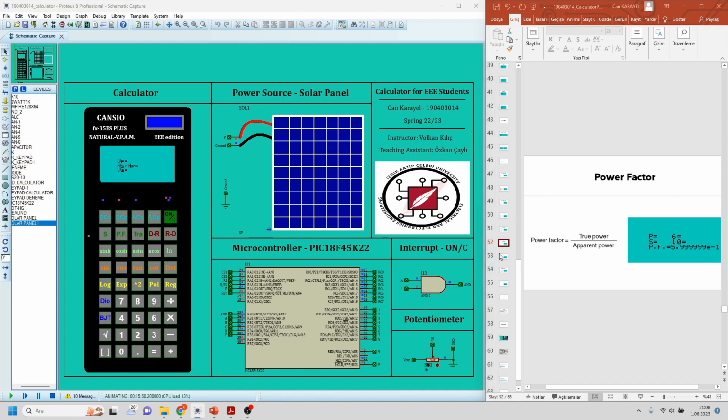For transformer analysis, when the user enters the primary voltage and secondary to primary turn ratio of the transformer, our calculator gives the result on the display. Primary voltage as 10 volt, turn ratio as 4, and our calculator gave the result as 40 volt on the secondary transformer side.